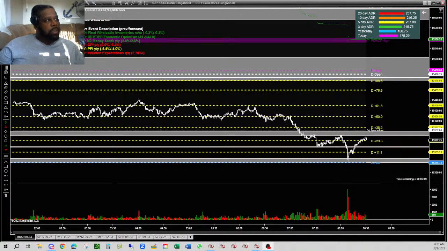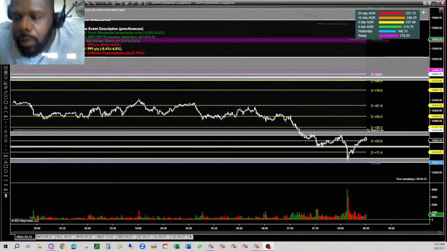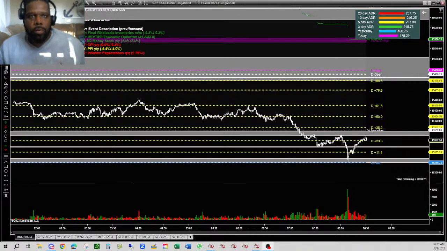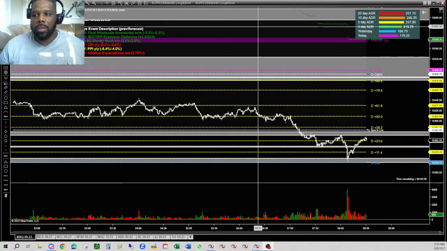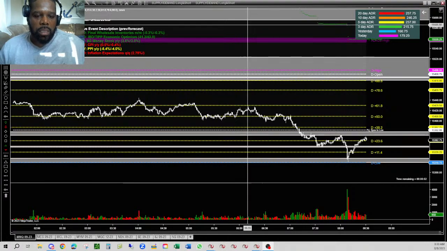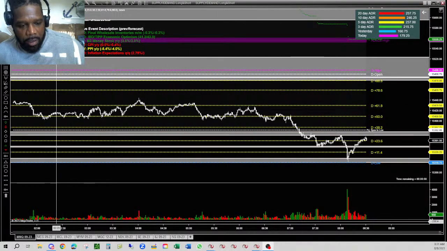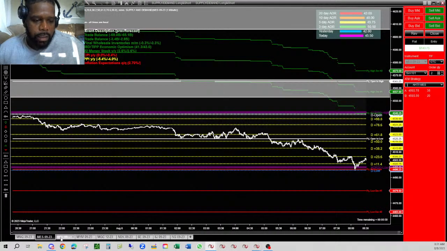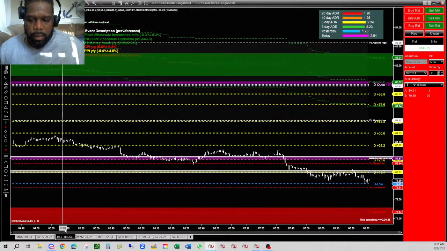Shout out to everybody in the chat. Appreciate y'all tuning in. Just trying to make sure all of my systems is in check before we get to the point where we can actually start trading. But just to give you guys a glimpse, like I say, this is the NASDAQ chart. We're gonna be looking at ES and also crude oil today.